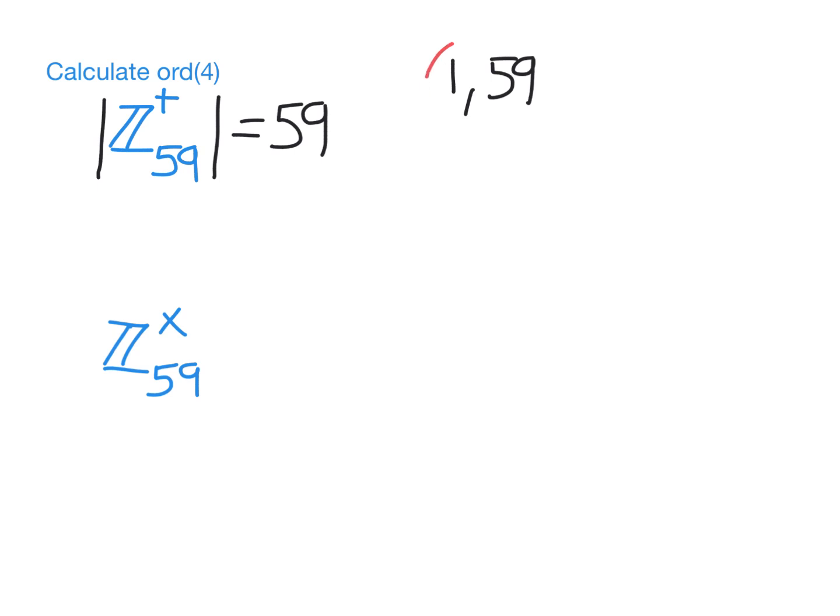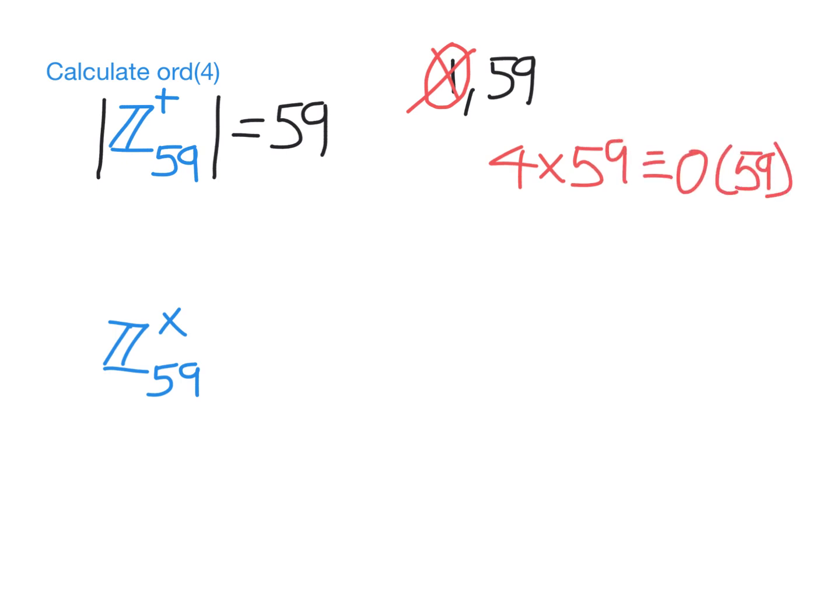Now, the only element that has order 1 is the identity element. Now, clearly 4 is not an additive identity in this group. It's not equivalent to 0 mod 59. So that leaves us only one possibility: the order of 4 is 59 in this group. That means you need to add 4 to itself 59 times in order to get 0 in modulo 59. Of course, we know that 4 times 59 is equivalent to 0 in mod 59.